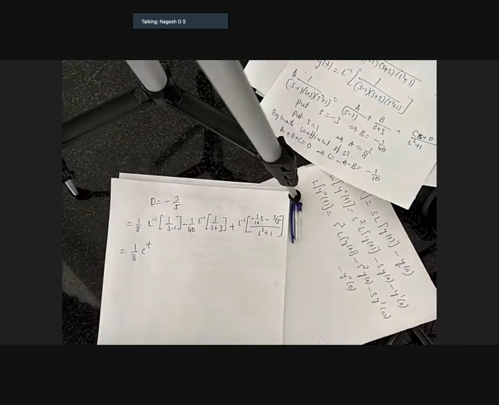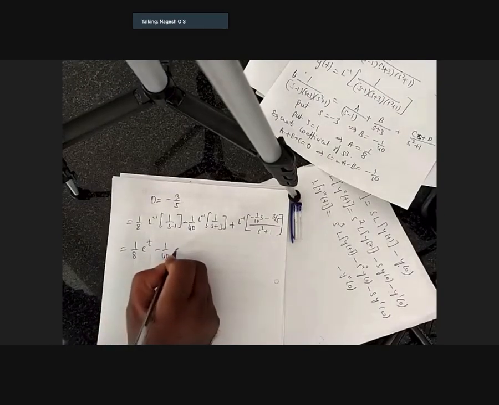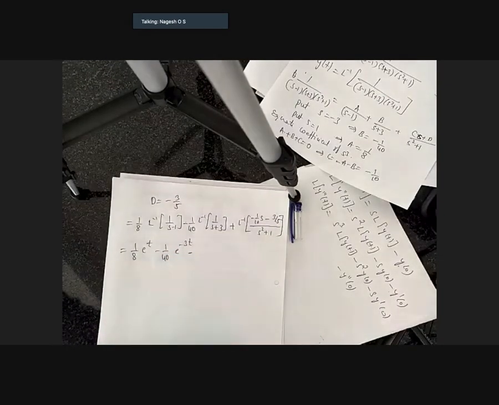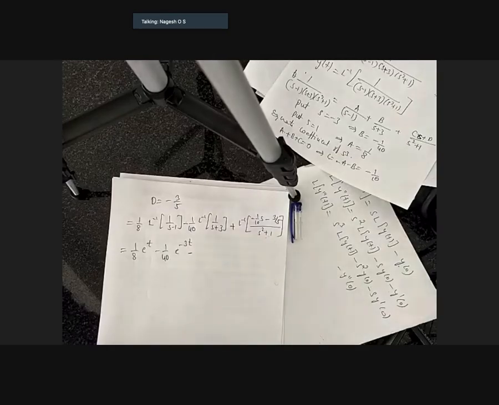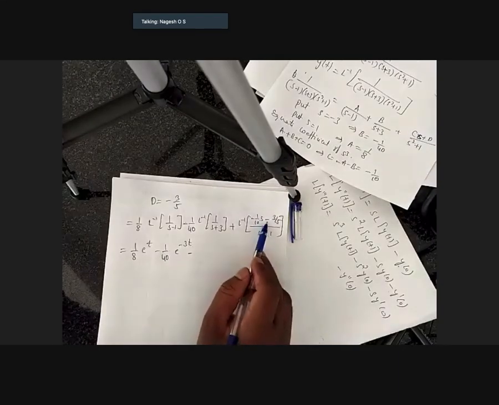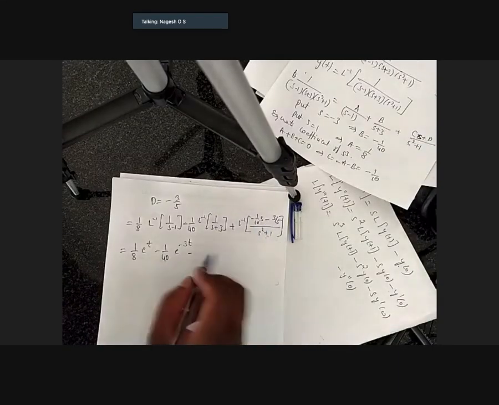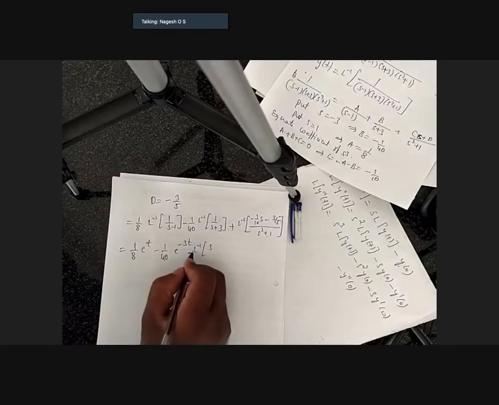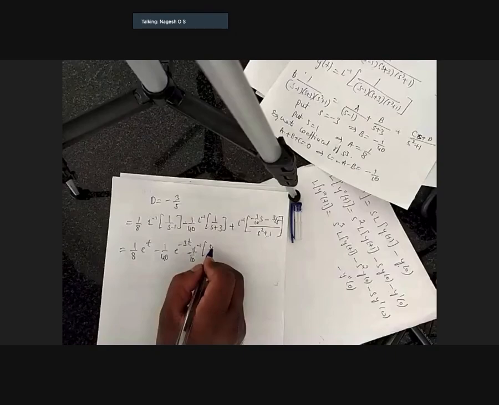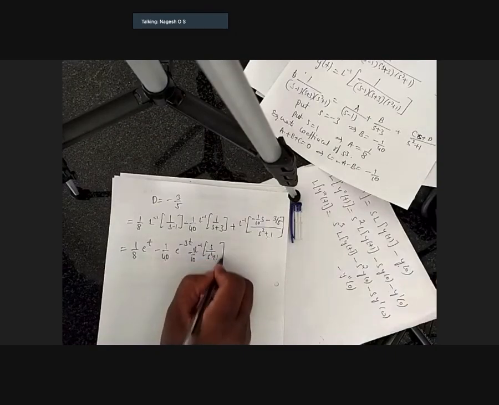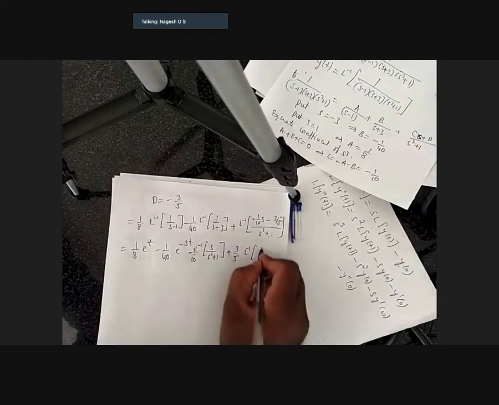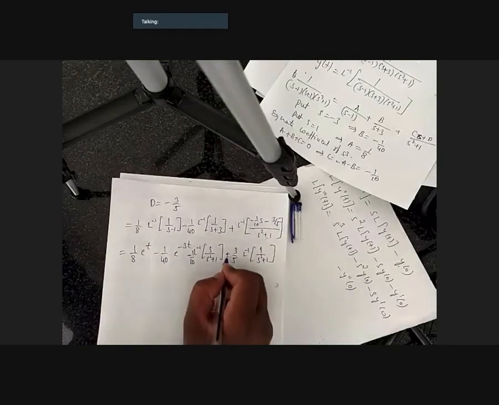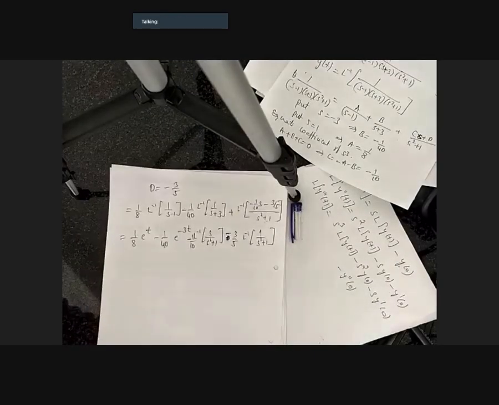1 by 8 e power t minus 1 by 40 e power minus 3t minus. For this, write this by this minus this by this. Okay, you can write like that. Correct? Minus 1 by 10s divided by s square plus 1 minus 3 by 5 divided by s square plus 1. Write like that. Laplace inverse of 1 by 10 Laplace inverse of s by s square plus 1 plus 3 by 5 Laplace inverse of 1 by s square plus 1. This is minus. This is also minus.